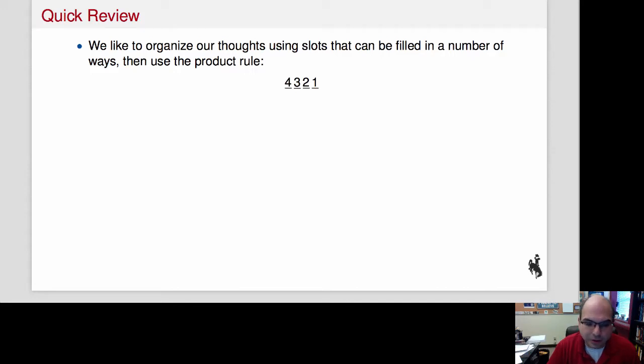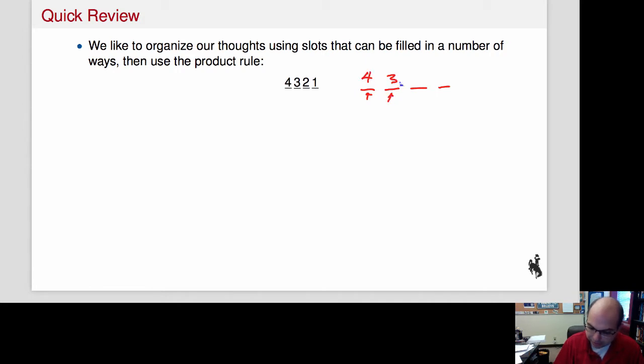I want to introduce you to a couple of more advanced counting techniques, but first let's review what we know so far. A lot of counting is really just organizing the information that we have in front of us. And one of the ways that I like to organize this information is by simply using slots. I draw the four choices that I have to make, and then I ask how many ways can I do the first one, and it's four.